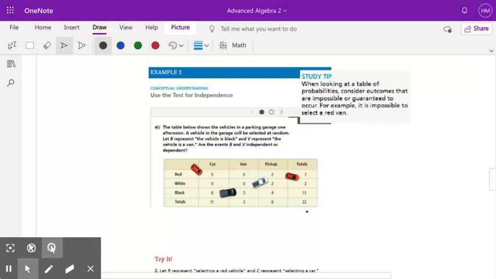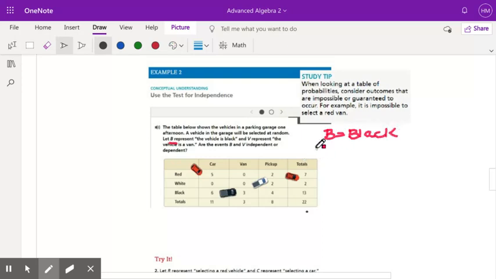So let's figure that out. Let's find, first of all, the probability. We want to know B. I'm just going to write it down. B is black vehicle, and V is going to represent van.